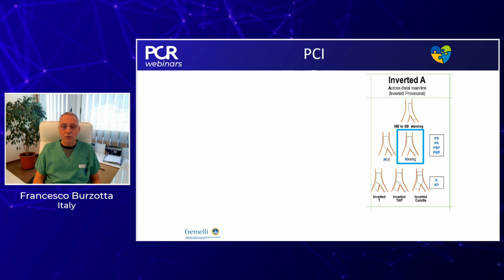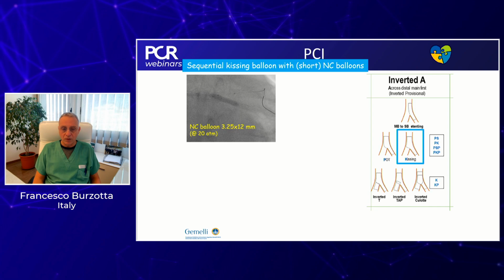Then what we did was to perform the kissing according to sequential kissing balloon with short non-compliant balloons. So the 2 balloons were placed on site, and then the first inflations were performed with 3.25 at very high atmospheres, isolated, and checking for proper expansion, particularly at the ostium, which we know is often very difficult to manage.